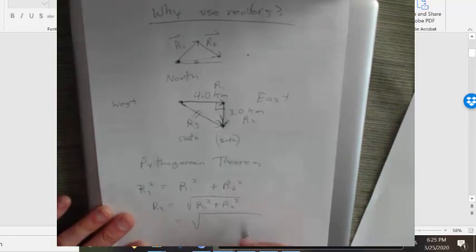So if I do the math here, R1 is 4 kilometers, so I take 4 squared plus 3 squared. That's going to give me the square root of 16 plus 9, which is going to give me the square root of 25, which is going to be 5 kilometers. That's how far R3 is.